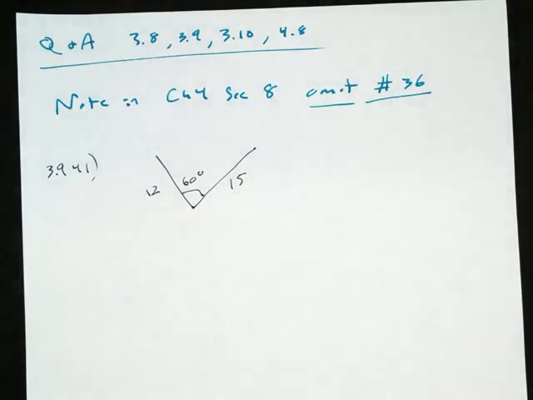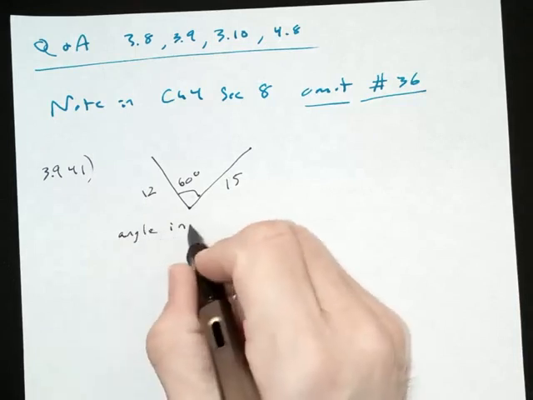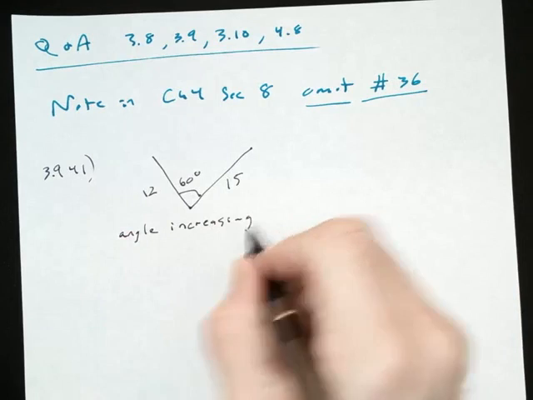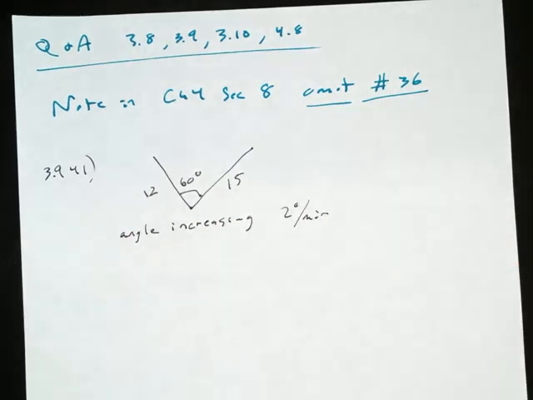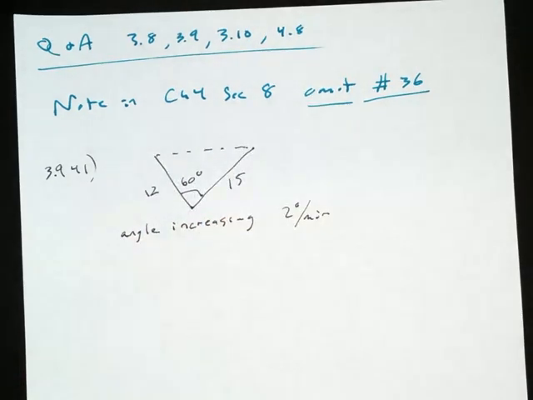Two sides of a triangle have length 12 meters and 15 meters. The angle between them is increasing at 2 degrees a minute. How fast is the length of the third side increasing? So, I've drawn a crappy picture. I need an equation that relates the thing I want to know to the things that are changing.